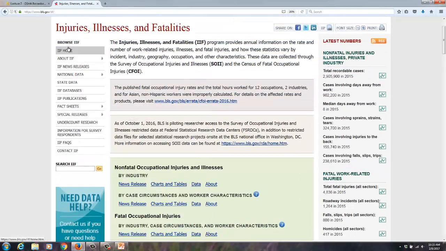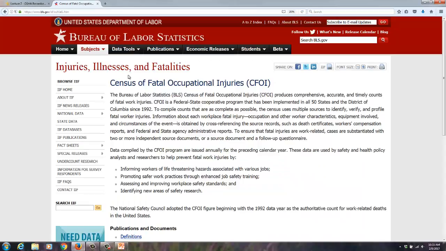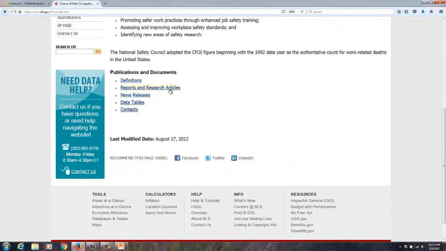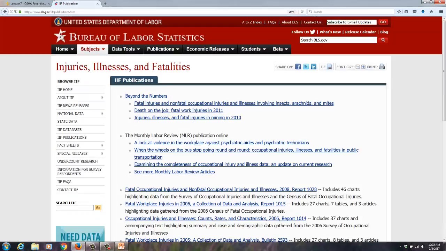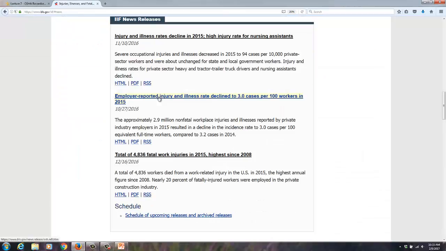Over on the left, you can go through and choose different pieces of information. If we wanted some of the CFOI information, see, it's right there. We have reports, and you get news releases. So there's a lot of information here, and I do want you to come in here and play around.